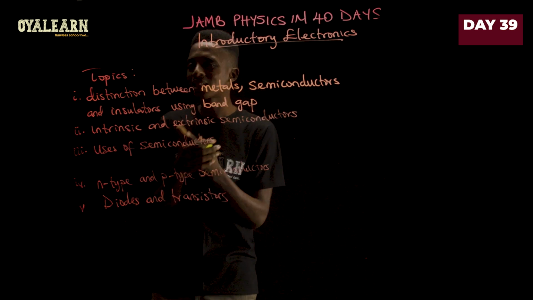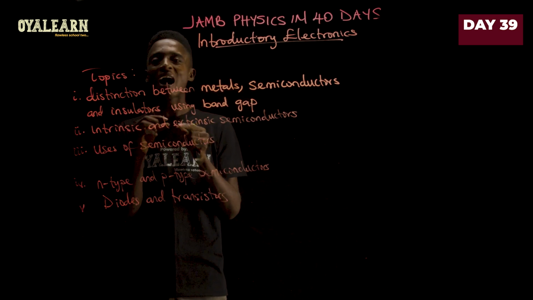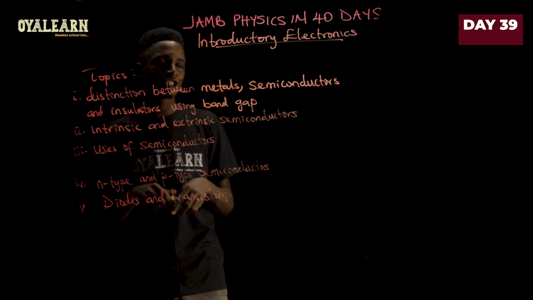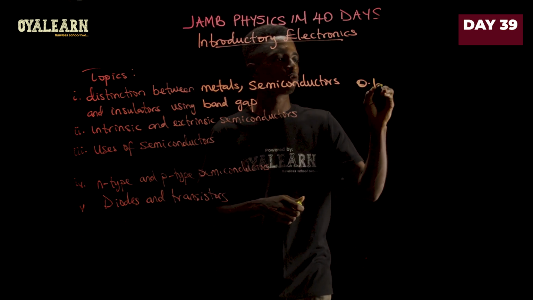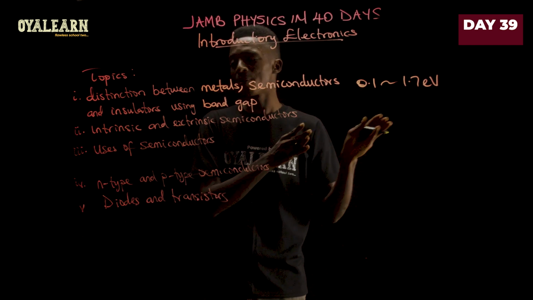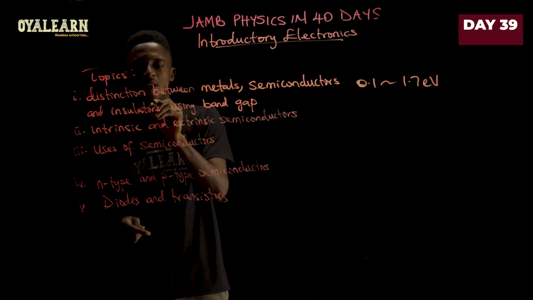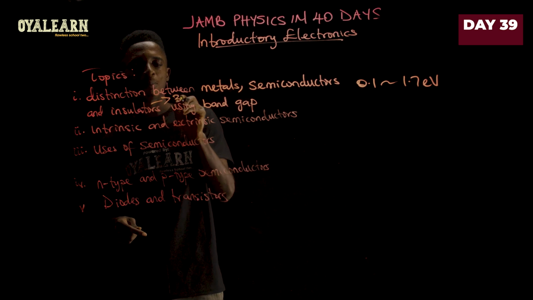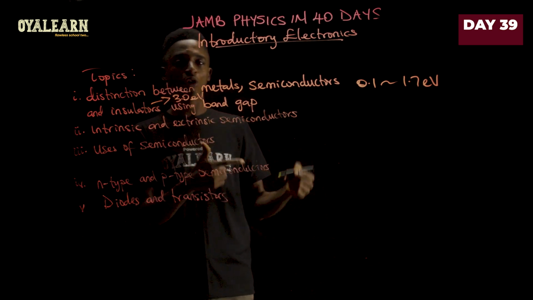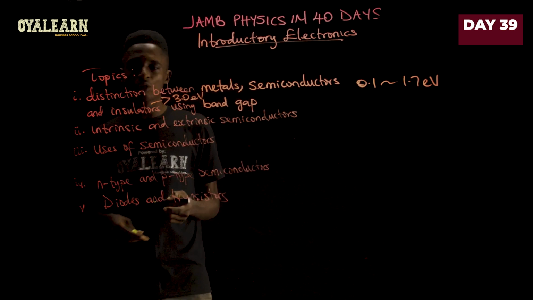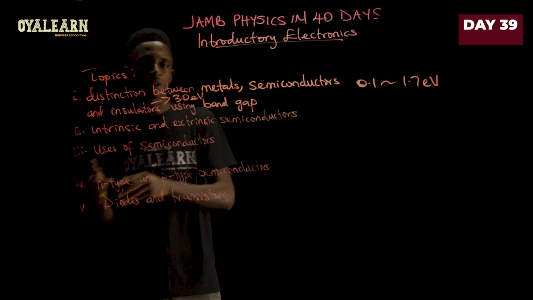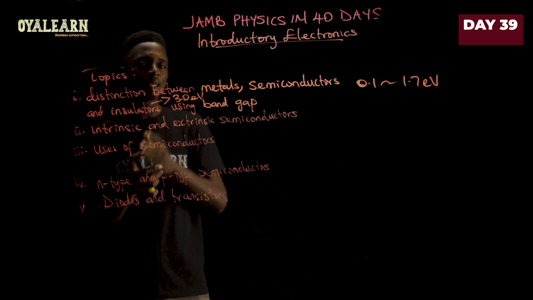For example, metals or all conductors in general have no band gap at all. Then when you get to semiconductors, they have a band gap that ranges between 0.1 to about 1.7 eV. So that is the band gap for semiconductors. While insulators have a band gap of greater than 3.0 electron volts. So you see that the more the band gap, the less they conduct electricity. That is why the best conductors are known as metals, while those that have intermediate properties between conductors and insulators are called semiconductors.